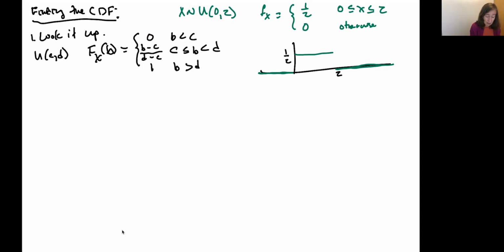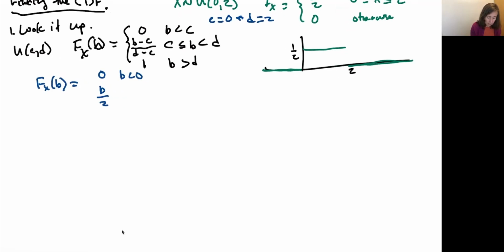Okay, so our particular case here is one where C equals 0, that's my lower bound, and D equals 2. Okay, so my CDF for this particular case that we're interested in here is 0 for b less than 0. It is b over 2, that is b minus 0 over 2 minus 0, for b that is between 0 and 2. And it is 1 for b that is greater than 2.